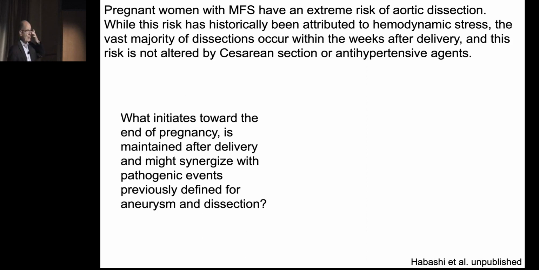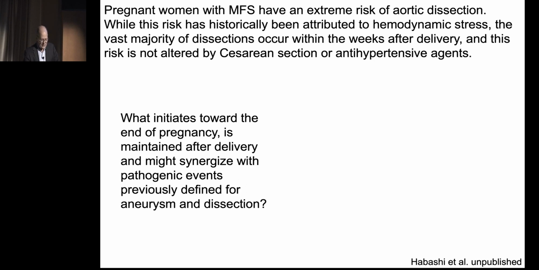One such group is women with Marfan syndrome who choose to become pregnant. These women show an alarming rate of aortic tear in association with pregnancy that has historically been attributed to the hemodynamic stress that attends pregnancy and delivery. But it seemed odd that the vast majority of events were occurring weeks to months after delivery, and that this risk was not modified by antihypertensive agents or cesarean section. So we asked what initiates toward the end of pregnancy, is maintained after delivery, and might synergize with some of these signaling events described for aneurysm and dissection.